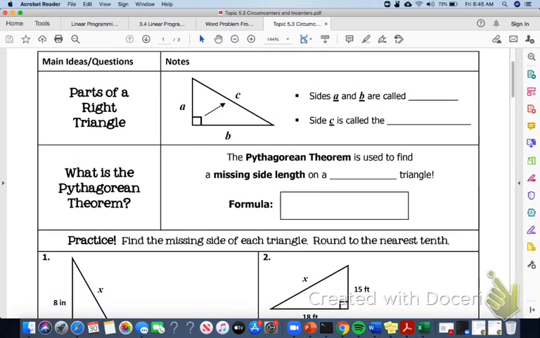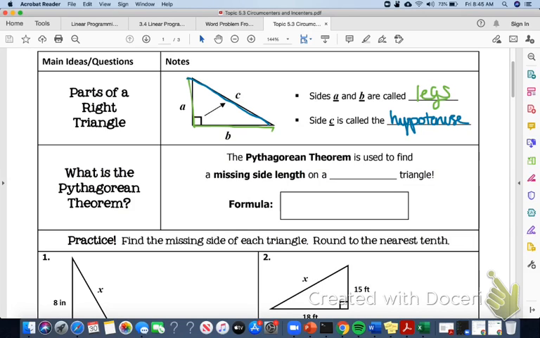So it has the two sides that are next to that right angle, and these are called our legs. Alright, and then we have the side that is across from our right angle, which is C, and that is our hypotenuse. I always spell this wrong.